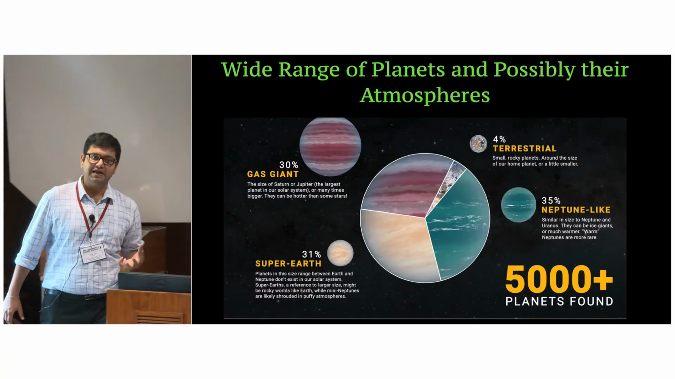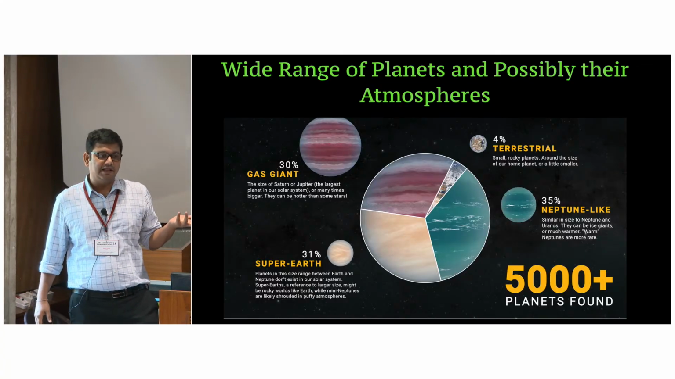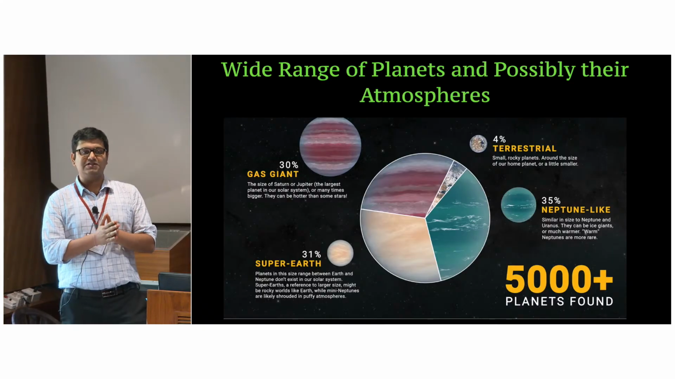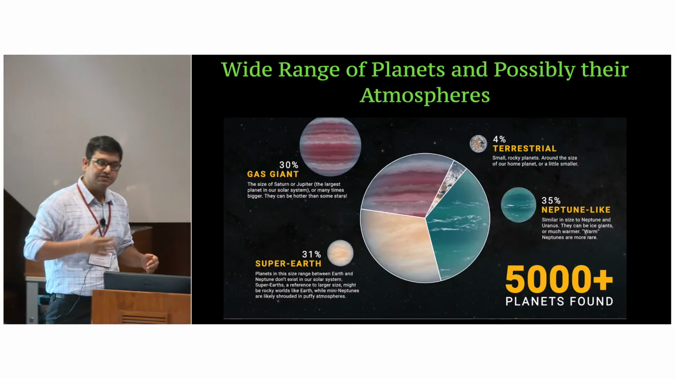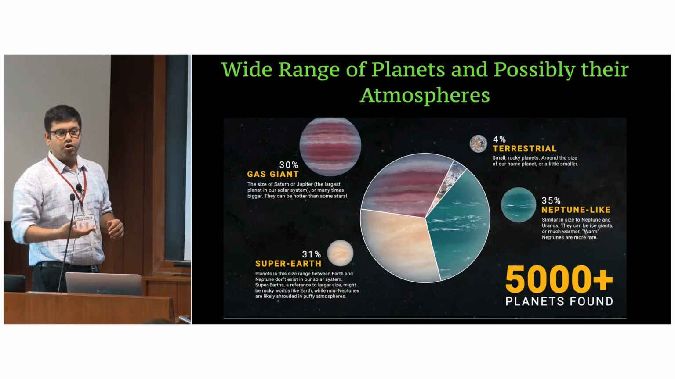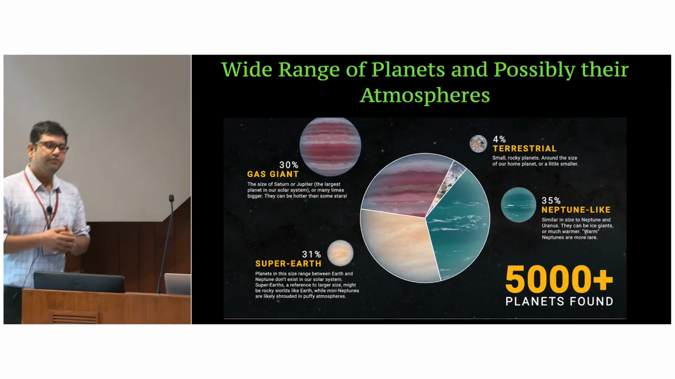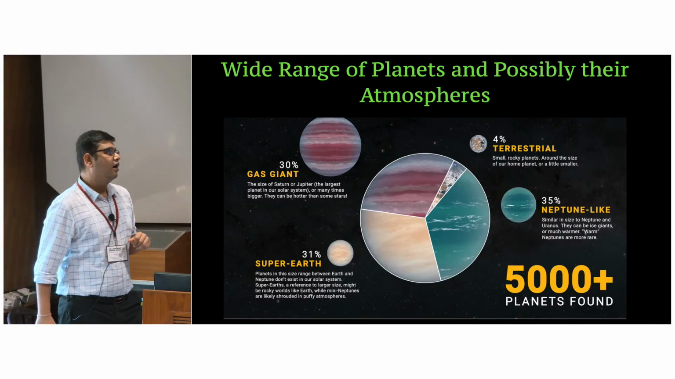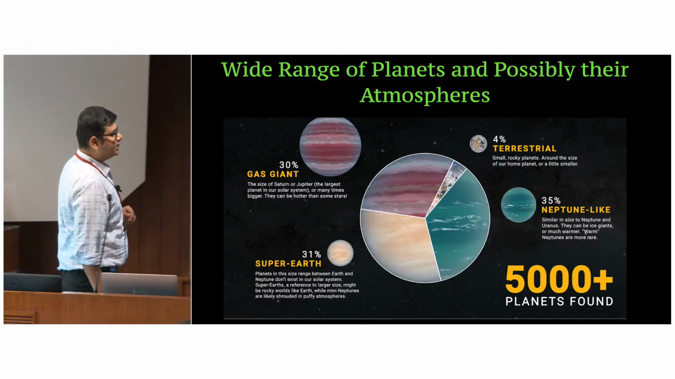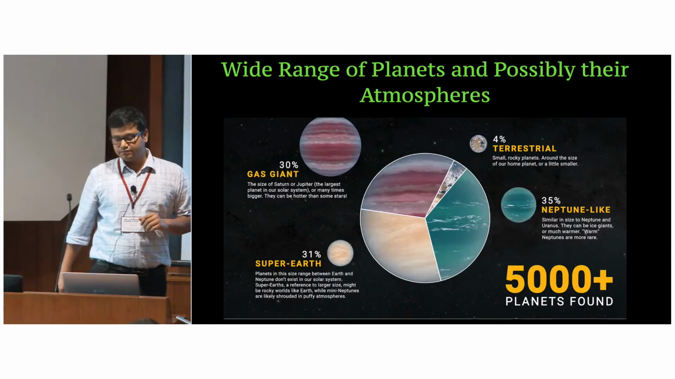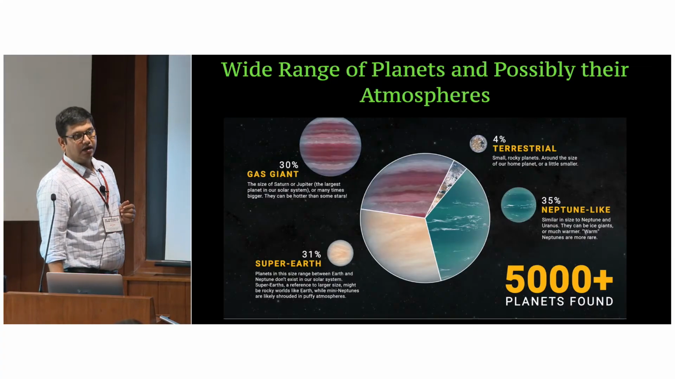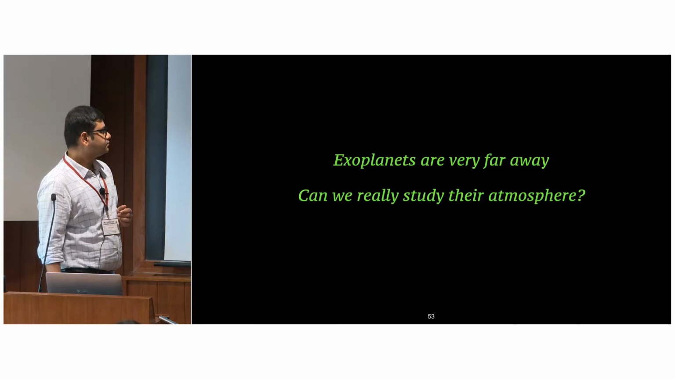When we study exoplanet atmospheres, we cannot predict what will be there. We try to do that using our models, but when we get the observations and interpret them using our models, we find many new things that we don't even expect. So a large variety of planets and their atmospheres are possible. Okay, that should be the main takeaway point from this.